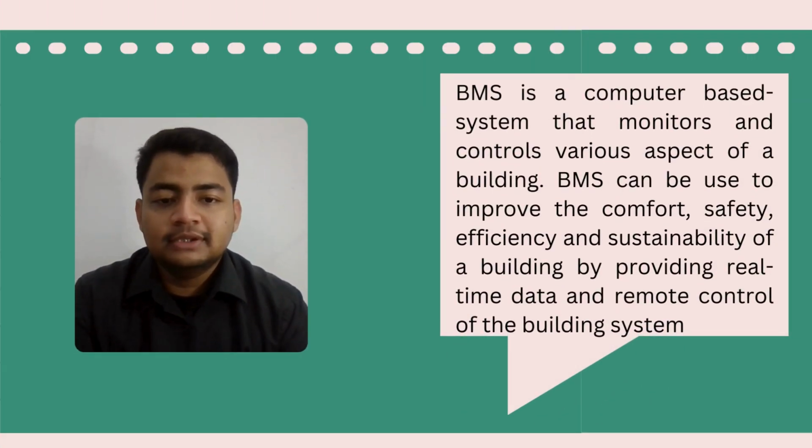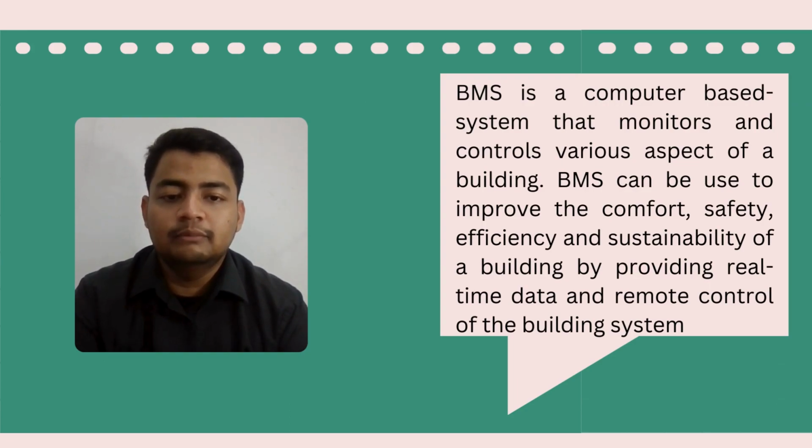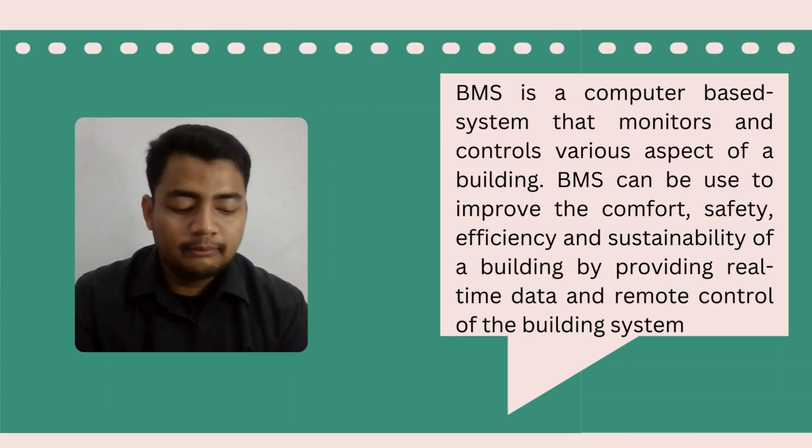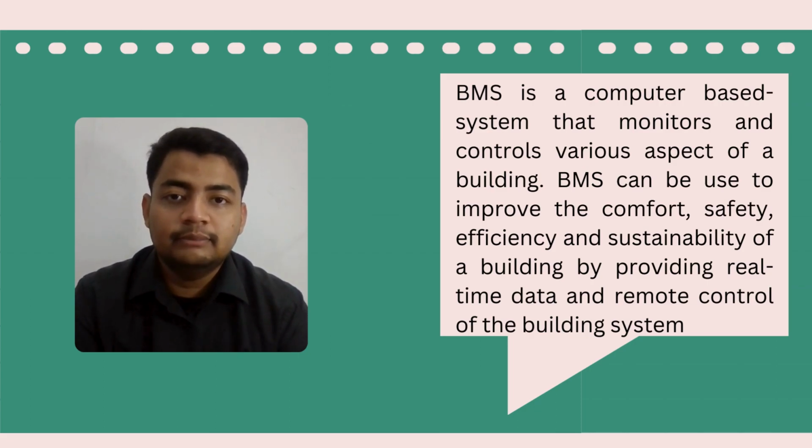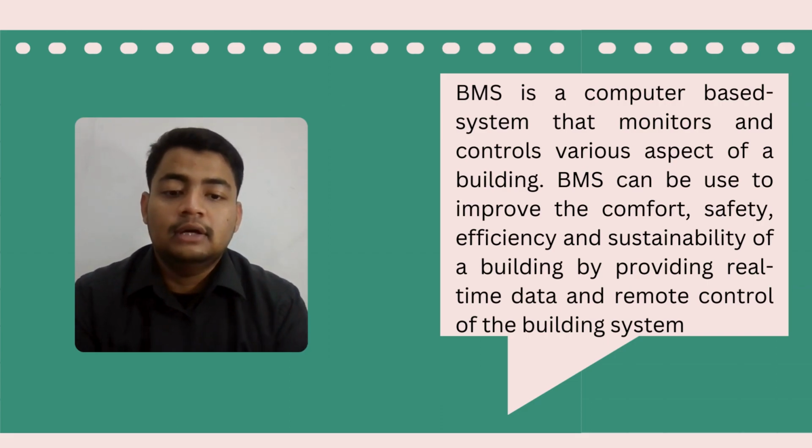BMS is a computer-based system that monitors and controls various aspects of a building. BMS can be used to improve the comfort, safety, efficiency, and sustainability of a building by providing real-time data and remote control of the building. There are four main components of a BMS system, which are sensor, controller, actuator, and user interface. So by having the BMS, it can help us to achieve the sustainability of the building.